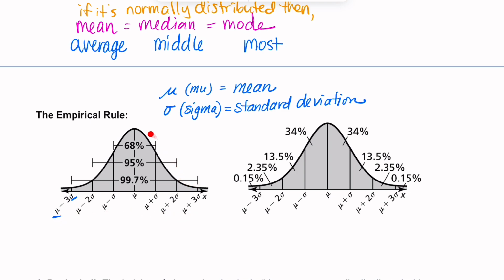The area under the curve, the total area, is 1. 68% of that area lies within 1 standard deviation. 95% lies between 2 standard deviations of the mean, and 99.7% lies between the 3 standard deviations of the mean. So that's what all of those mean.